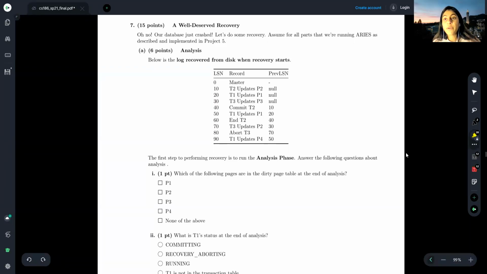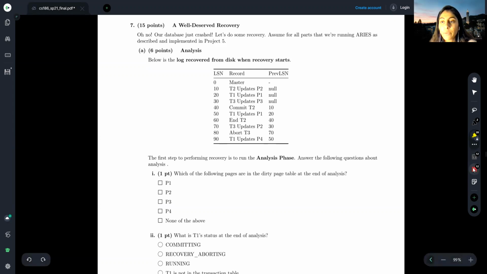Hello, we're going to be going over the Spring 21 final question number 7. The first part, A, we're going over the analysis phase of recovery, and we've recovered the following log from the disk when recovery begins. The first part asks which of the pages are in the DPT, or the dirty page table, at the end of analysis.